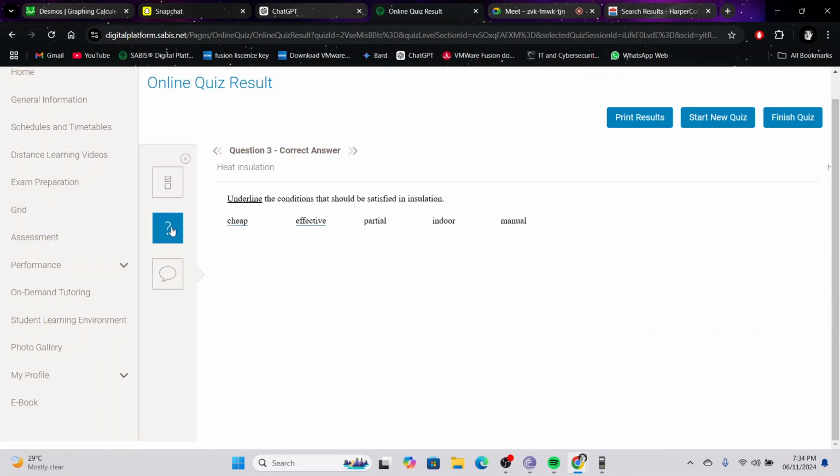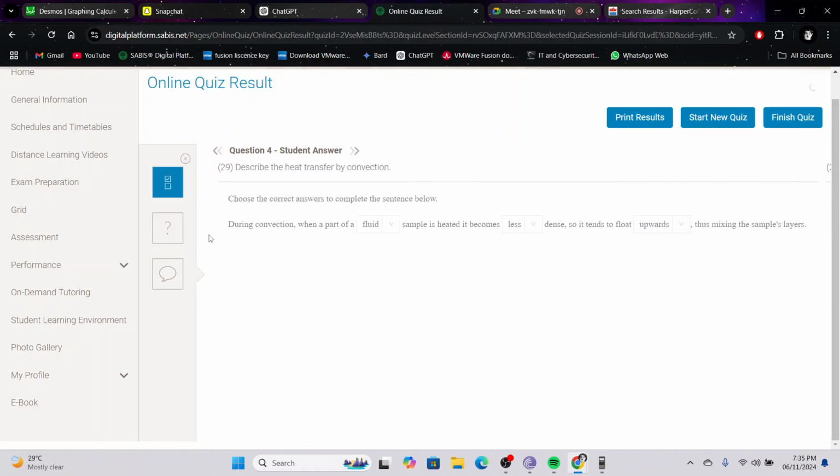Question three. Underline the conditions that should be satisfied in insulation. Obviously, it has to be effective and it has to be cheap. I don't know what partial means. What is partial insulation? Indoor, kind of dumb because like what is indoor and manual? I don't even need to explain.